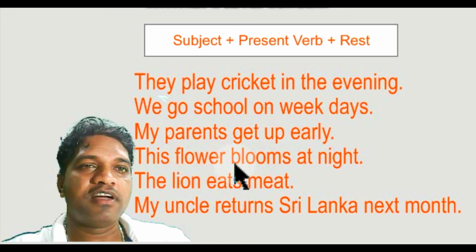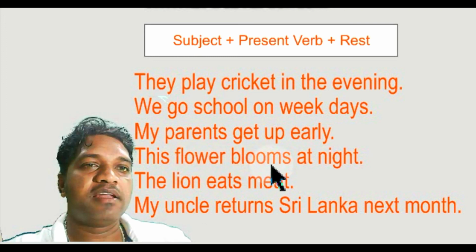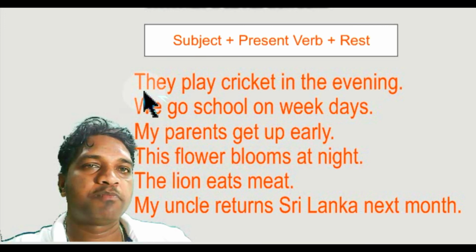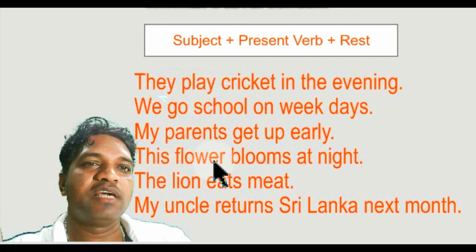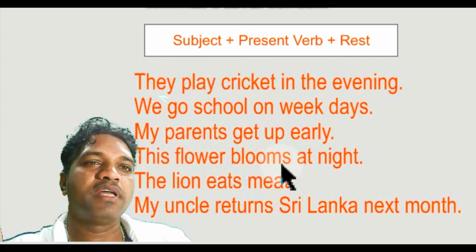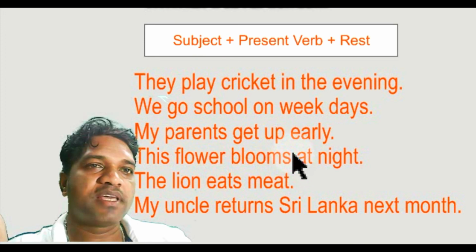This flower does not bloom, you understand, here it is blooms. Why? If we take a plural subject, we want to take a plural verb. If we take a singular subject, we want to take a singular verb. That's why I have taken here s, to turn this one into singular.